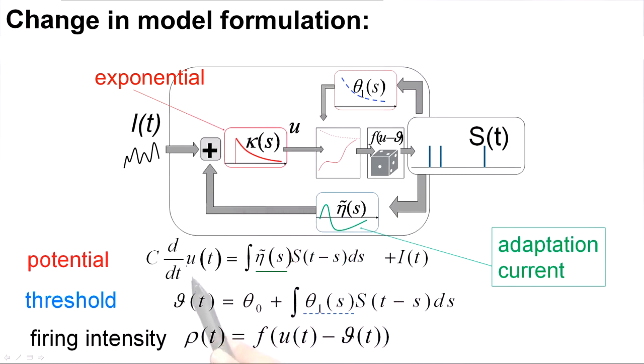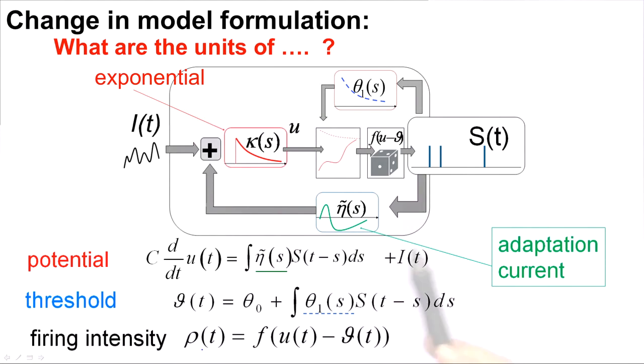Now, if you look at the differential equation and we integrate some current I of t, then this gives effectively a convolution filter kappa that is exponential. In other words, the voltage equation can be rewritten as a differential equation. So this filter eta tilde for the adaptation current is inserted into the differential equation for the membrane voltage. The threshold equation and the firing intensity equations don't change.